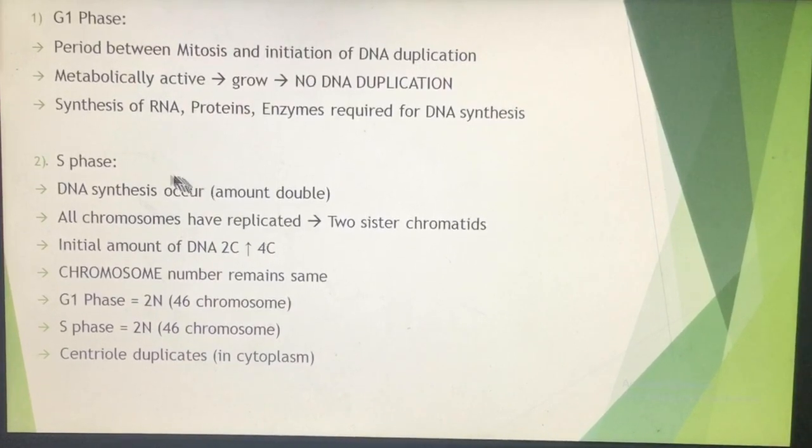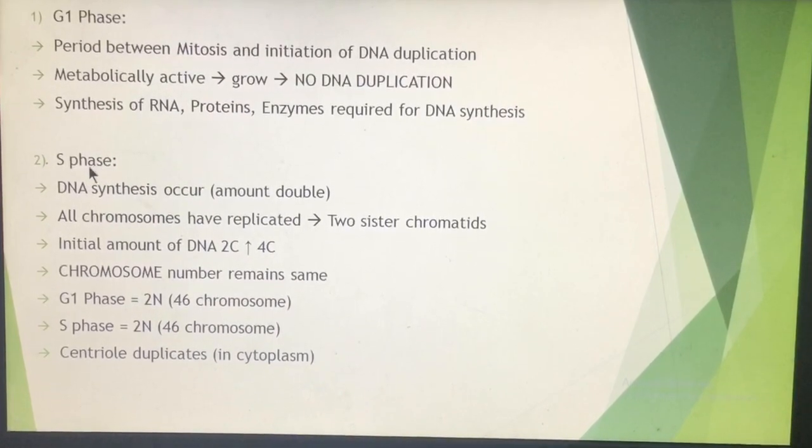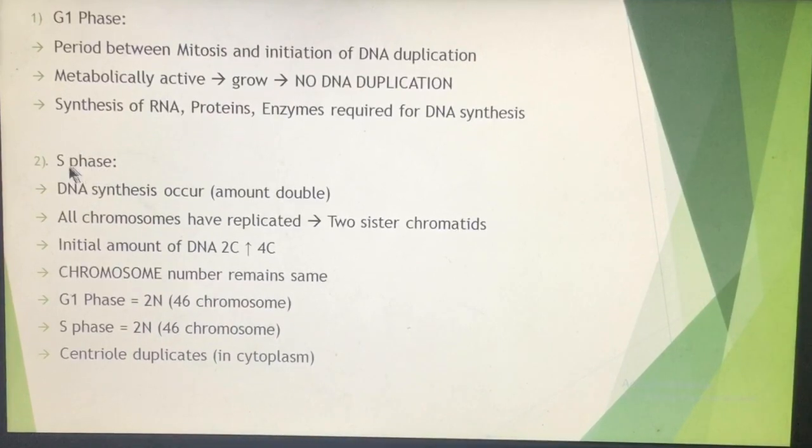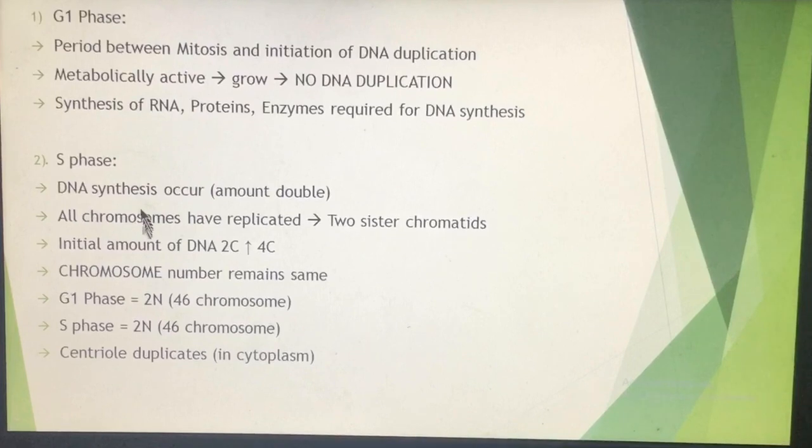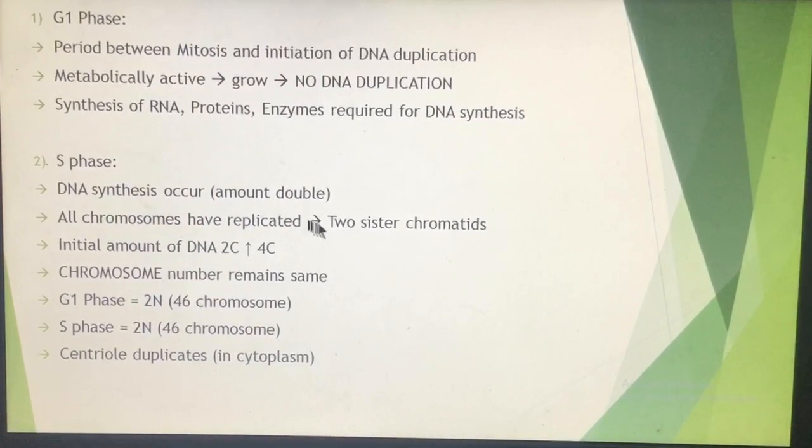So remember, during the S phase the chromosome number doesn't change. The number of chromosomes does not change, but because the chromosomes are made up of DNA, the DNA gets duplicated and each chromosome consists of 2 sister chromatids. So as it is written, the chromosome number remains the same. For example, in the G1 phase, the number of chromosomes in any cell is 46.